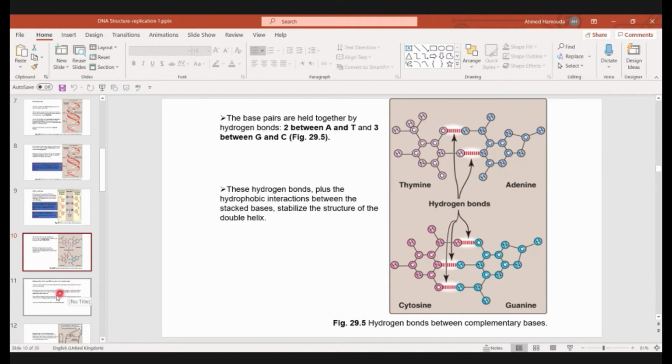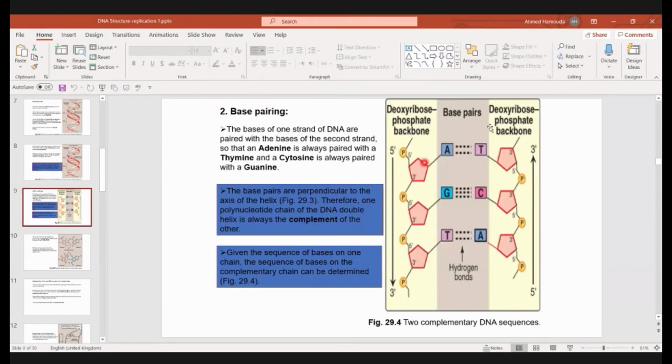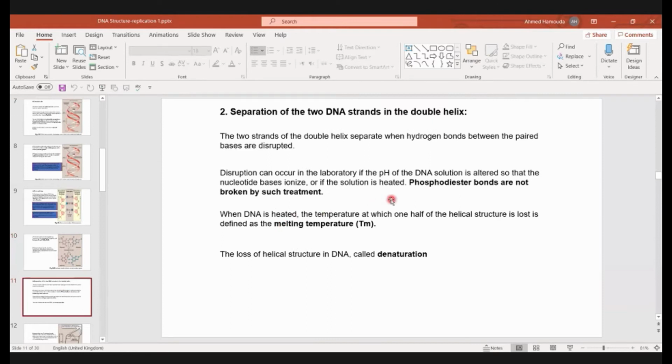And this will lead us to how, if we want to separate the DNA strand, we need to cut these bonds between A and T. So of course, AT, because they have only 2 hydrogen bonds, it's easy to cut. And the CG bonds are more difficult because they have 3 hydrogen bonds.